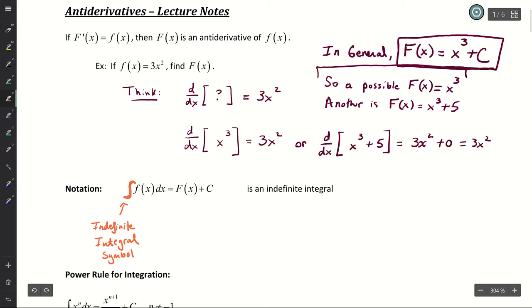All right, and then here the f of x is what we call an integrand. That's the thing we're trying to integrate, or it's the thing we're trying to find the antiderivative of. And then here at the end, we have this dx notation. That dx notation is going to become especially important later on when we talk about the chain rule for antiderivatives. But here, this is called the differential.